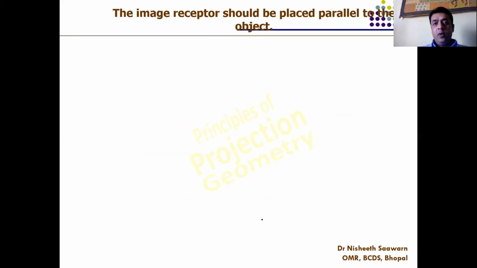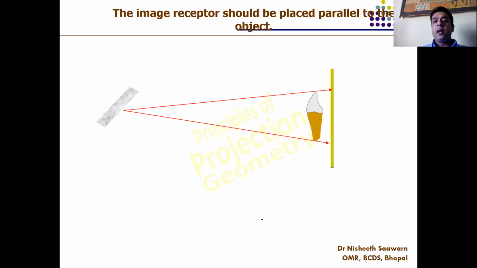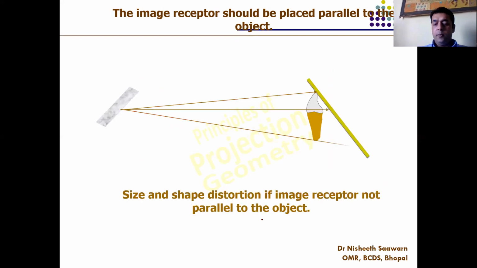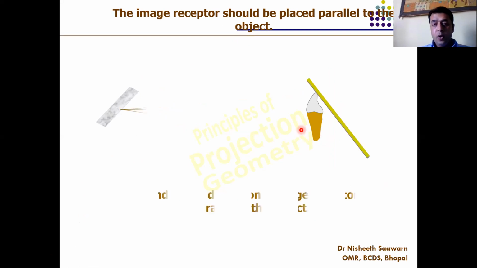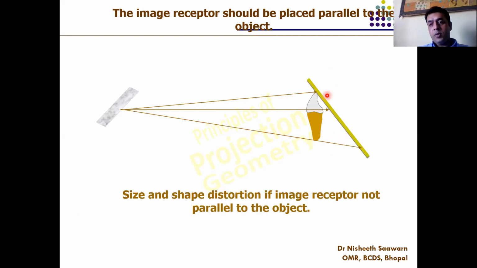So I'll tell you the image receptor should be parallel to the object. Now you see here, if this tooth and this film are parallel, we'll get a good image. If it is not parallel, what will happen? The size of the image will become long, so we will not get a good image. That's why they have to be parallel to each other. This is the first criteria.